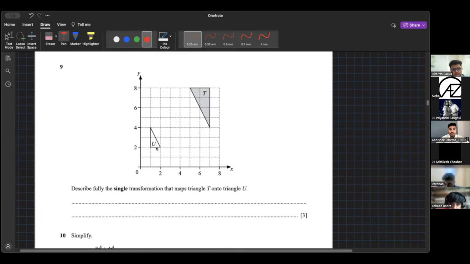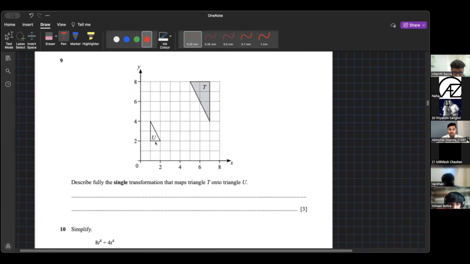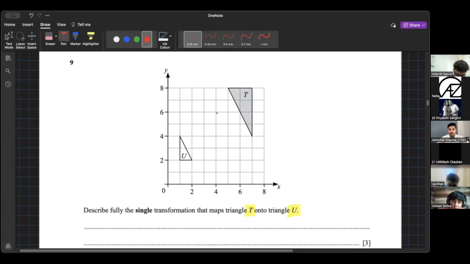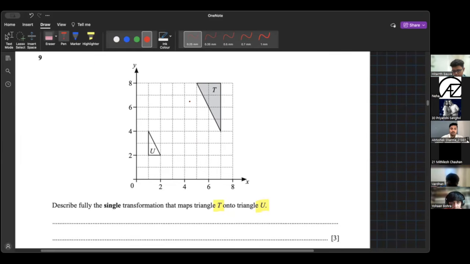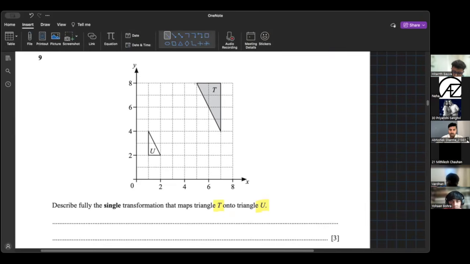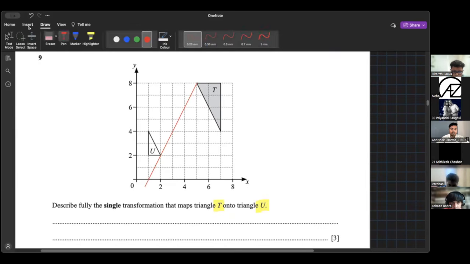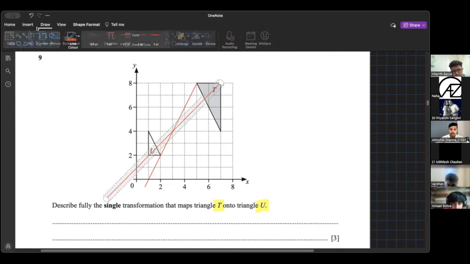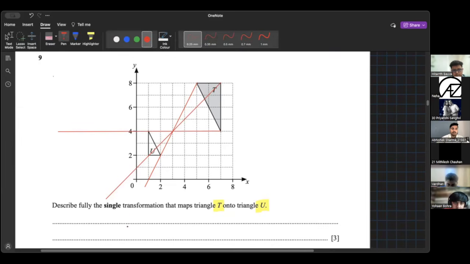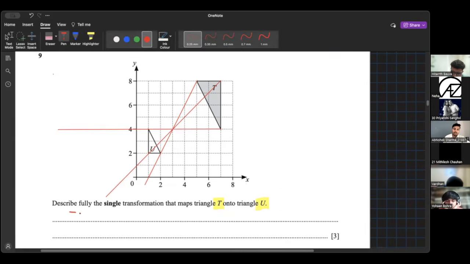Question number 9. It says describe fully the single transformation that maps triangle T onto triangle U. So this is the shape T, and we have to describe the transformation from T to U. The first thing we'll do, we can clearly see that this is the case of enlargement. Enlargement. So first we'll join the corresponding vertices like this, using a scale and a pencil, like this, and the last one like this. So first we'll write that this is the case of enlargement.